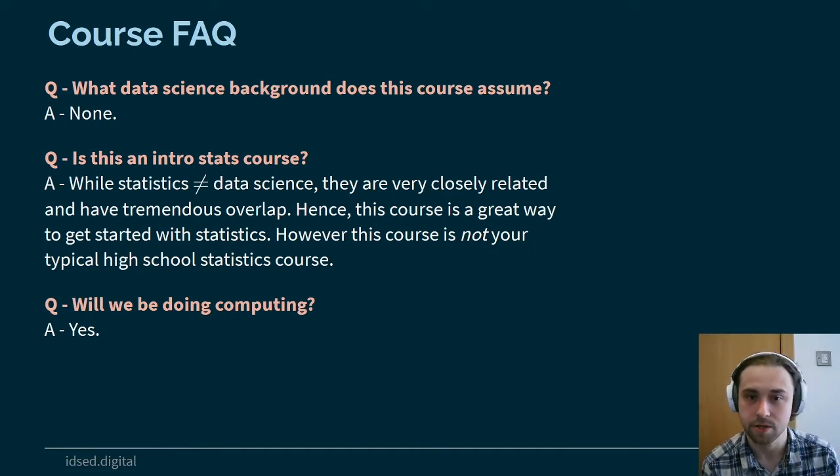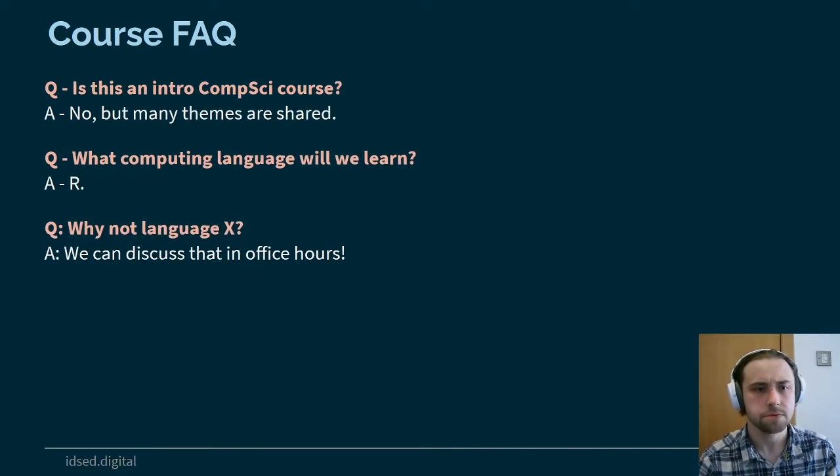So one question we get is, will we be doing computing? The answer is very much yes. We'll be spending a lot of time coding, and most of the work you hand in, or much of it, will be writing computer code and submitting that. So then, if this is a coding related course, is it an introductory computer science course? Well, no. It's very much a data science course, but a lot of the themes are shared. We'll be looking at how to control programming flow and so on. There's an awful lot of languages, so which one are we going to learn? We're going to learn the programming language called R, just the letter R. It's a very data-focused course.